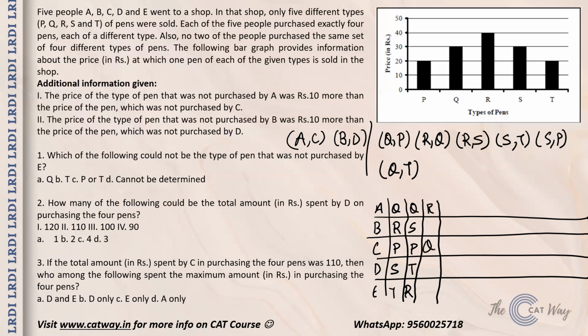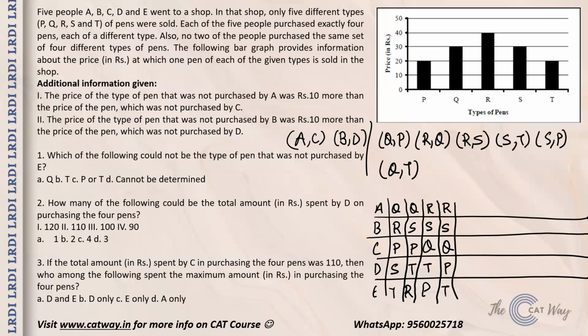So what are the possibilities for B and D? They have the possibilities of S and T, and in that case, P will not be bought by E. Similarly, when you again have R and Q not bought by A and C, then S and P is the possibility for B and D that they did not buy, and in that case, T will not be bought by E.